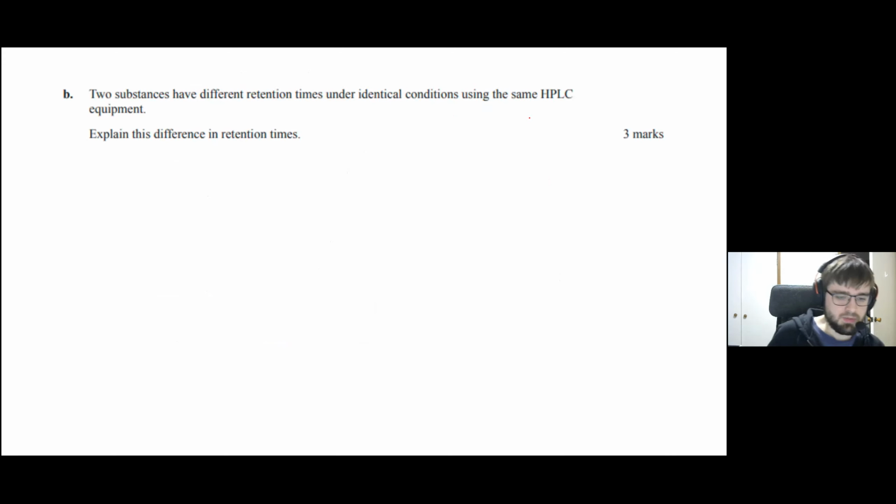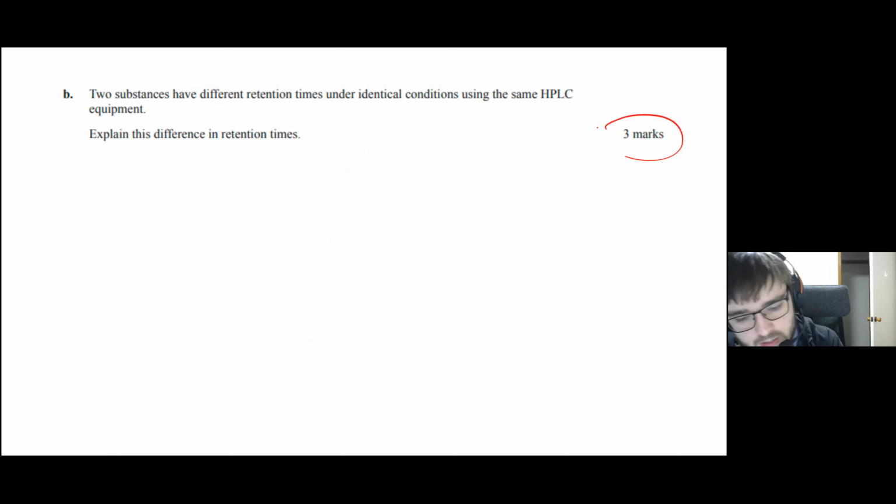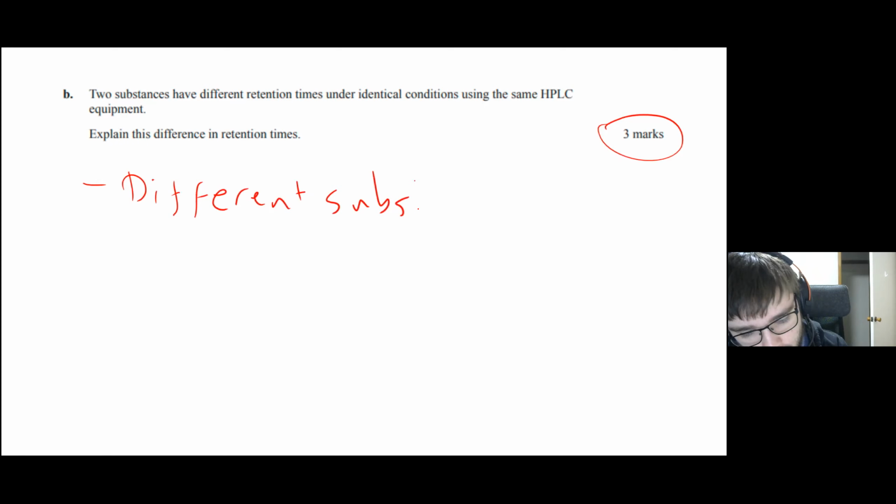All right, 2 substances have different retention times under identical conditions using the same HPLC equipment. Explain this difference in retention times. This is basically just explain the principles of chromatography. So we've got 3 marks to answer this question. So again, we probably want to make 3 points. So I'll say something like different analytes, or you could say different substances. Different substances have different polarities.